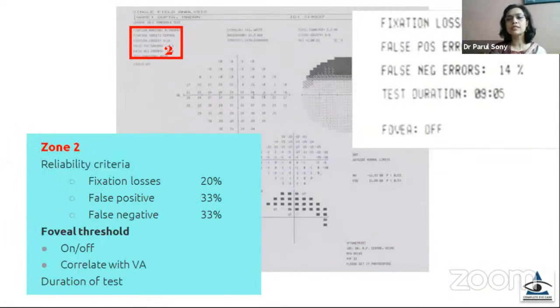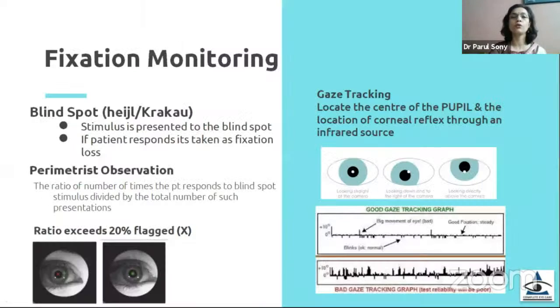Now moving on to the second zone, which is again of a lot of importance, which tells you about the reliability indices of the visual field. It talks about the fixation losses, the false positives and the false negatives. It also tells you about the test duration and whether you have kept the fovea on or off.